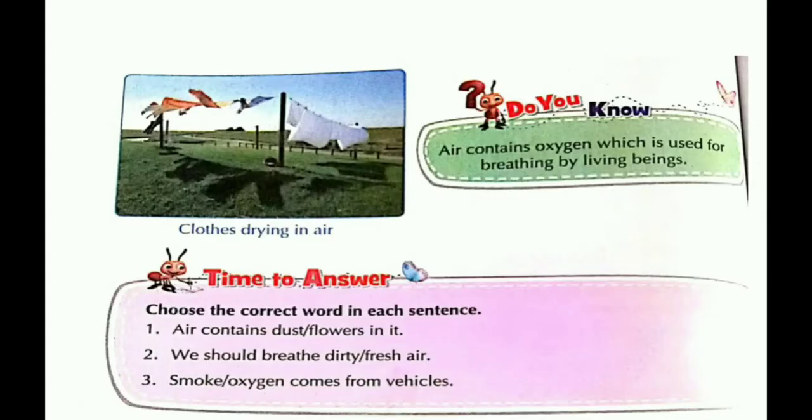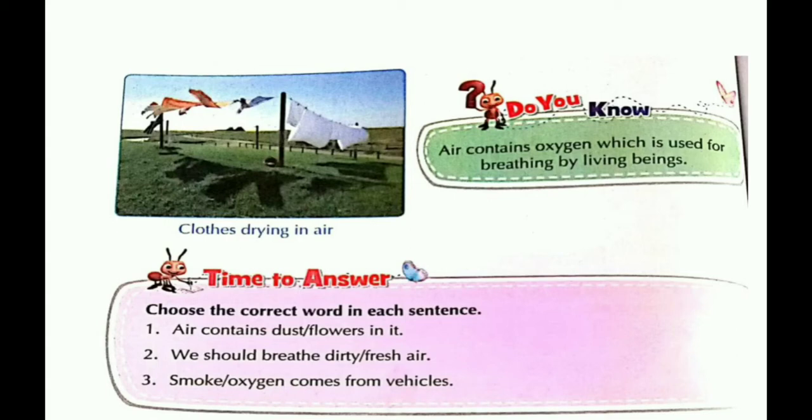All right. You can see here in your textbook on the next page that clothes are being dried in the air. Yes or no? See, the wind is blowing these clothes, and that is how the clothes dry in the air. Now, air contains oxygen, which is used for breathing by living beings. So what does the air contain? The air contains oxygen, and oxygen is very important for us because we need oxygen to live. We breathe in oxygen, so that's why the air contains oxygen.